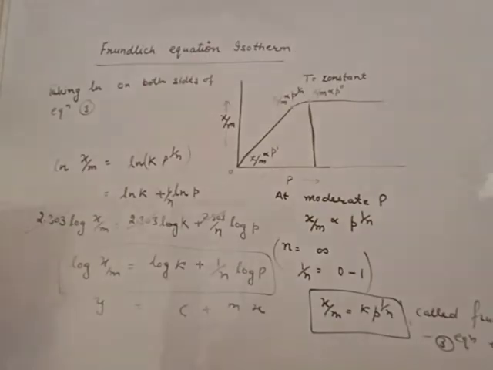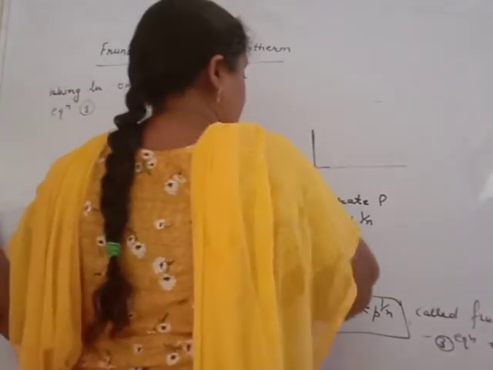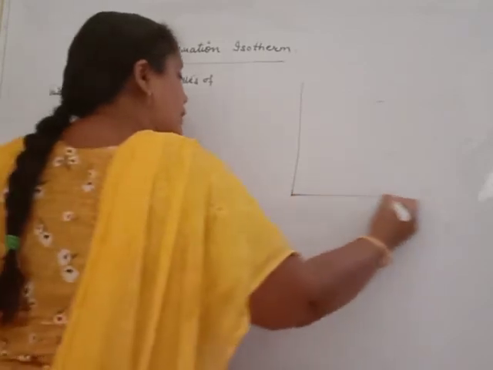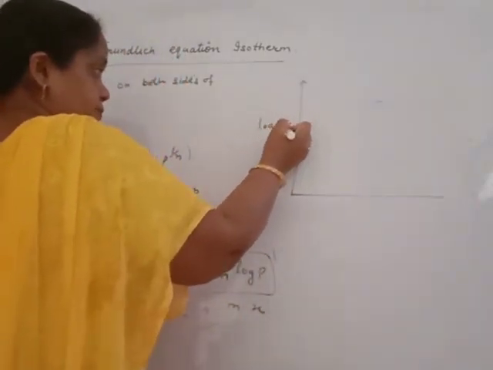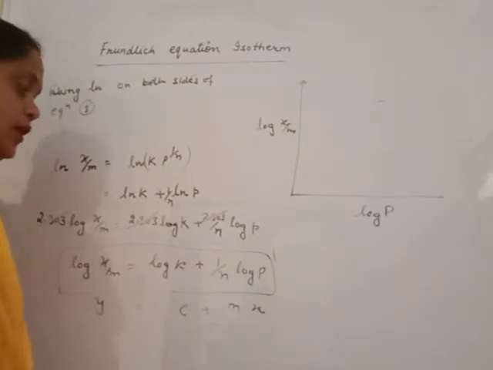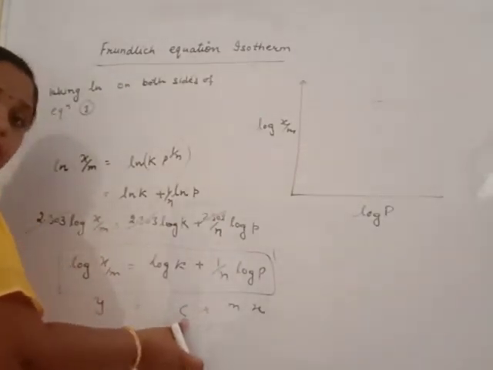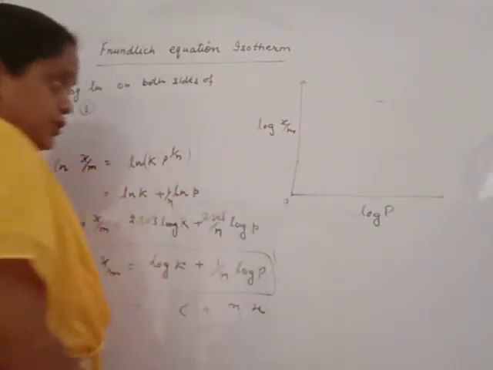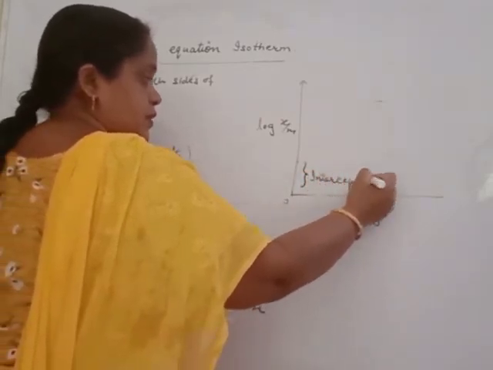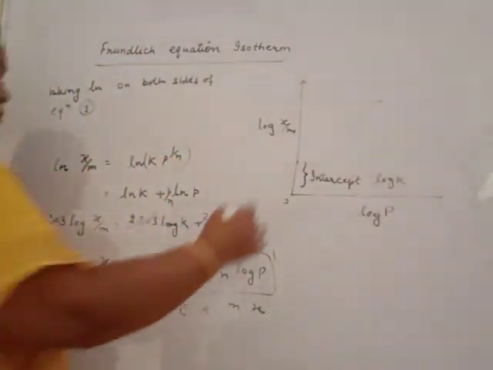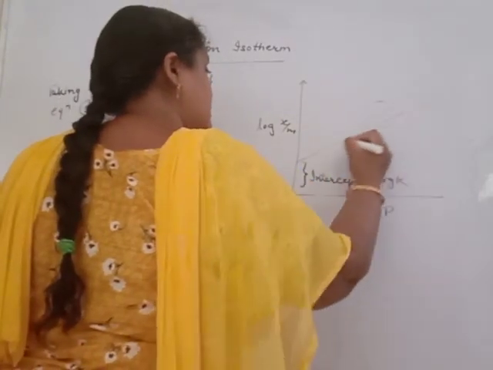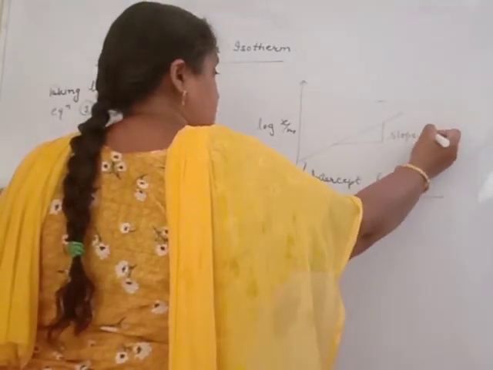According to this equation, if we plot a graph with log of x by m along the y-axis and log of P, pressure, along the x-axis, we have an intercept, so the line does not start from 0, but just above 0. The intercept is log of K. And we have the slope 1 by n, and the slope is positive, so it will increase to give a straight line.